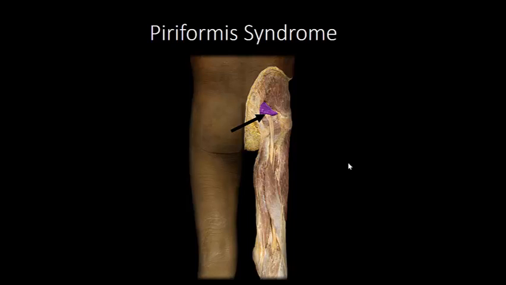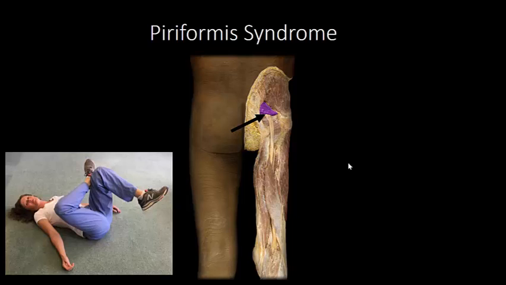This is clinically relevant because a tight or spastic piriformis muscle can compress the sciatic nerve, resulting in pain and/or paresthesia along the posterior thigh, leg, and foot. This condition is referred to as Piriformis Syndrome. Exercises that focus on stretching the lateral rotators may help to decrease the painful symptoms.